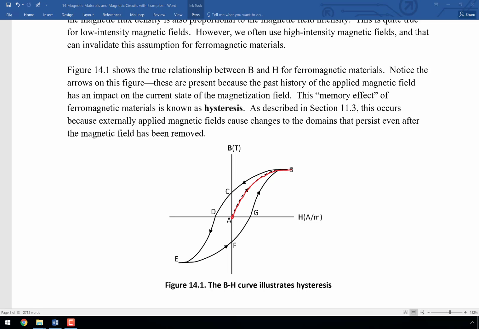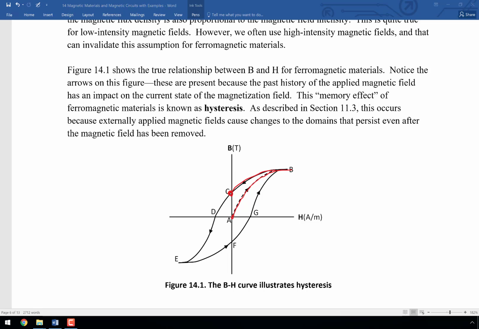Now once that B has been flattened out, if we begin to remove the H and take the H back down to 0, what we're going to find is that those domains didn't all shift back. They kind of stayed where they were, at least some of them did. And at point C, we have now removed the magnetic field, but the magnetic flux density is still there. That's because some of the domains still point in the same direction. They still remember that they were magnetized.